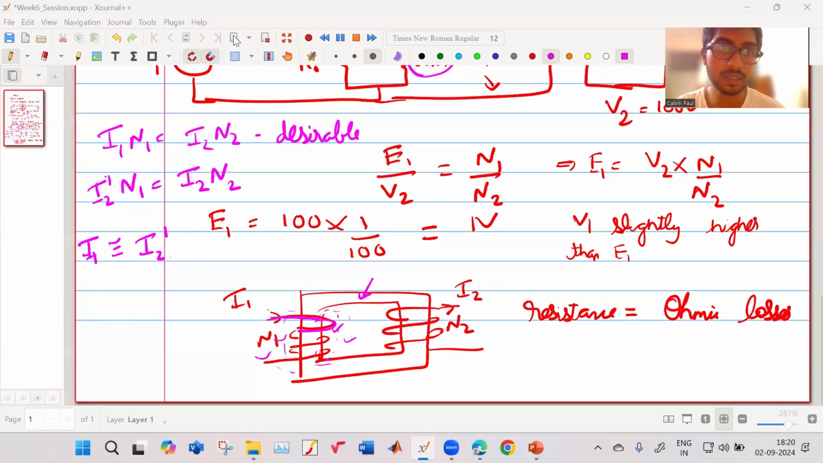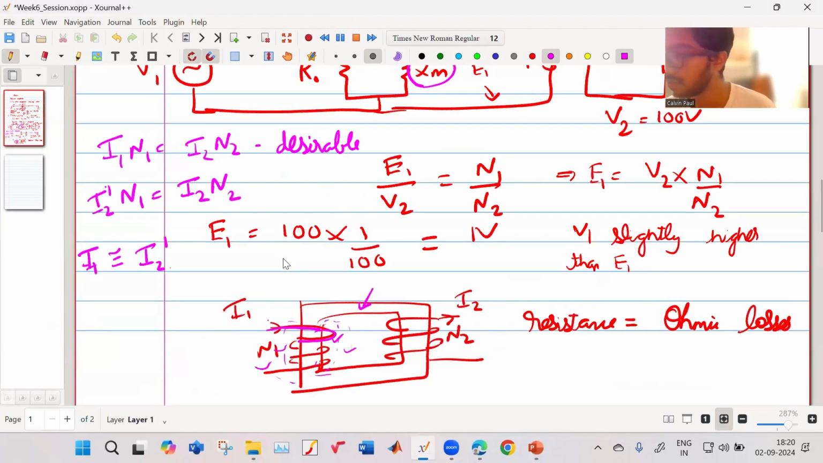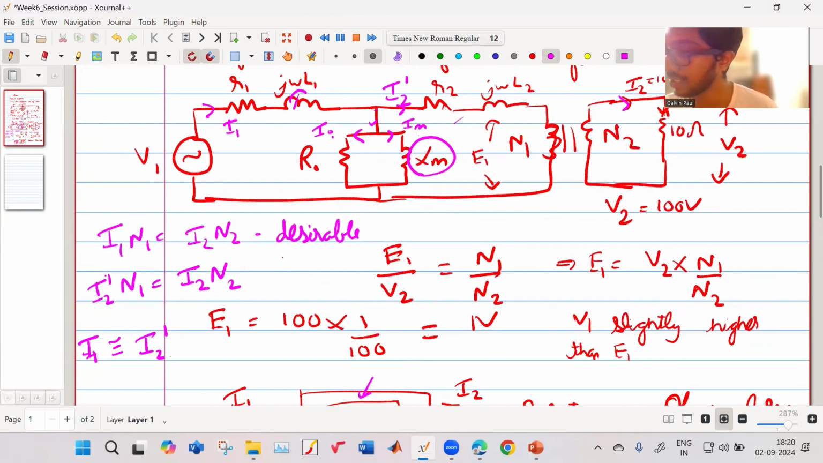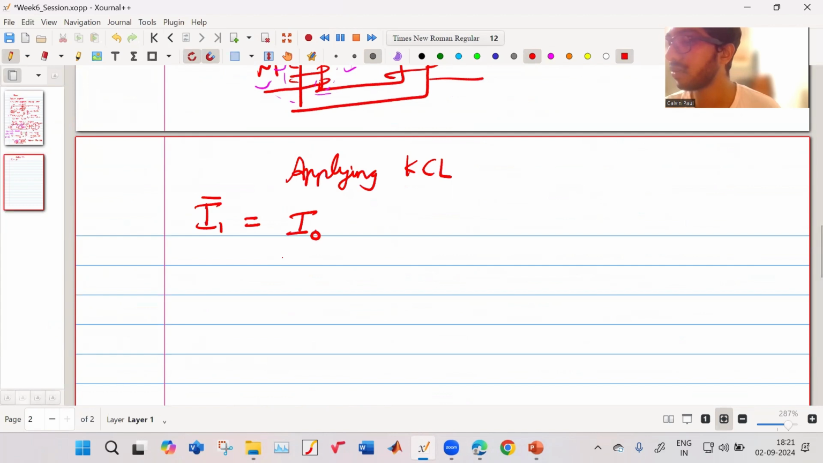One more thing is, if we apply KCL over here, what do we have? I1 bar is equal to what? I core loss bar plus I magnetizing plus I2 bar. Okay, the bar represents phasors. These are all phasor additions.